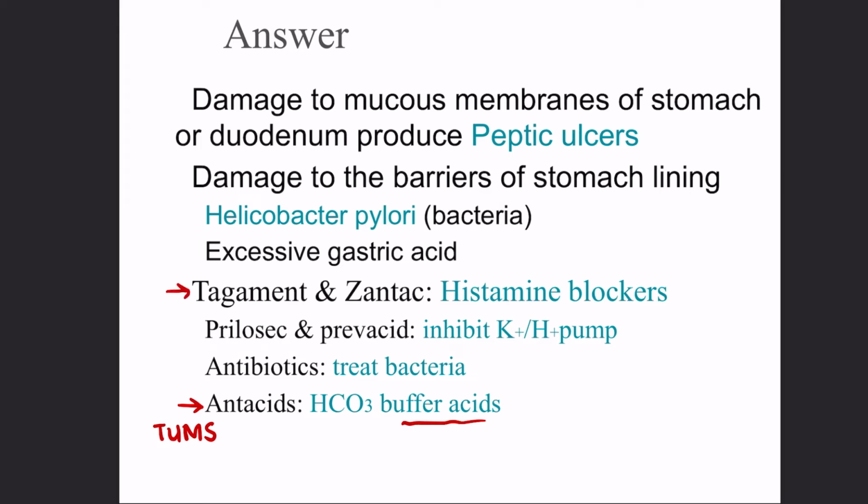Tagamet and Zantac are going to block the histamine of those ECL cells to reduce HCl release. And Prilosec and Prevacid inhibit the potassium hydrogen pump, so it also reduces the acidity within the stomach. And antibiotics are there to treat bacteria.